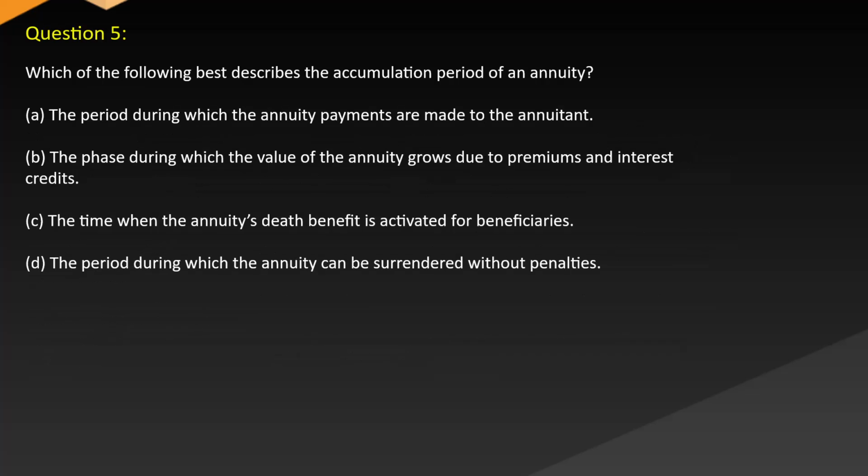Question 5. Which of the following best describes the accumulation period of an annuity? A. The period during which the annuity payments are made to the annuitant. B. The phase during which the value of the annuity grows due to premiums and interest credits. C. The time when the annuity's death benefit is activated for beneficiaries. D. The period during which the annuity can be surrendered without penalties.